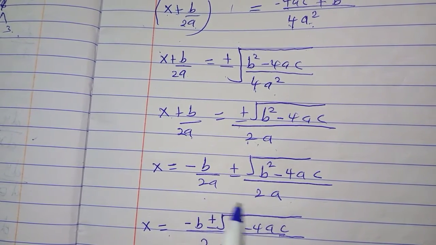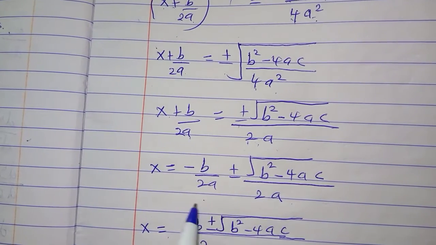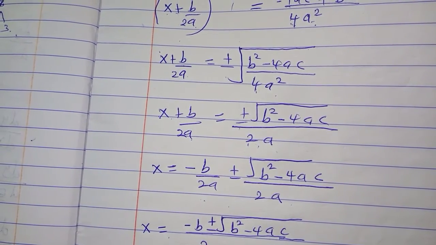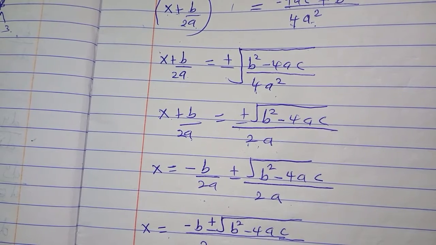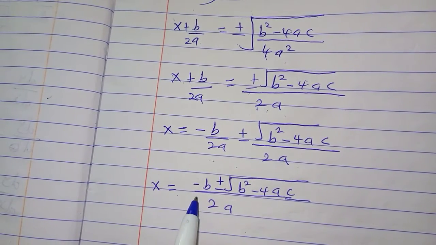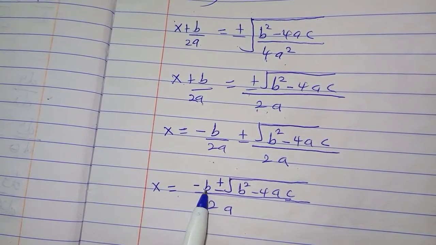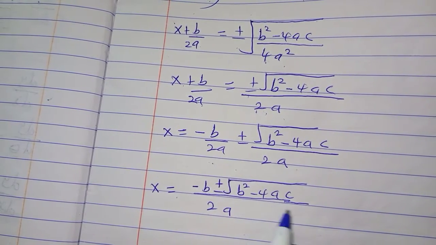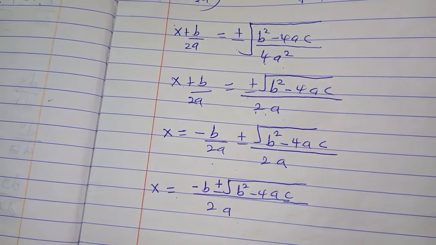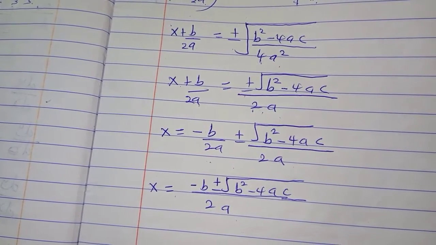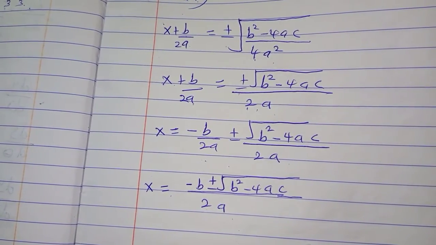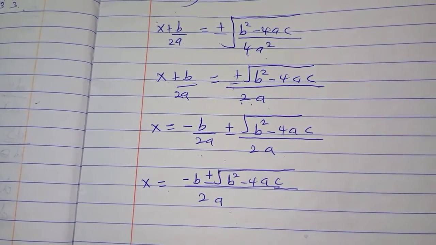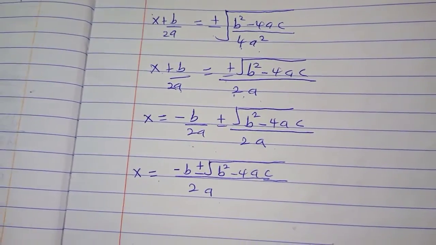So we take the common denominator, 2a and 2a, and we can write everything under the same denominator, which is 2a. So x is equal to minus b plus or minus the square root of b squared minus 4ac, divided by 2a. So that is how we derive the quadratic formula, which can be used to solve the equation.